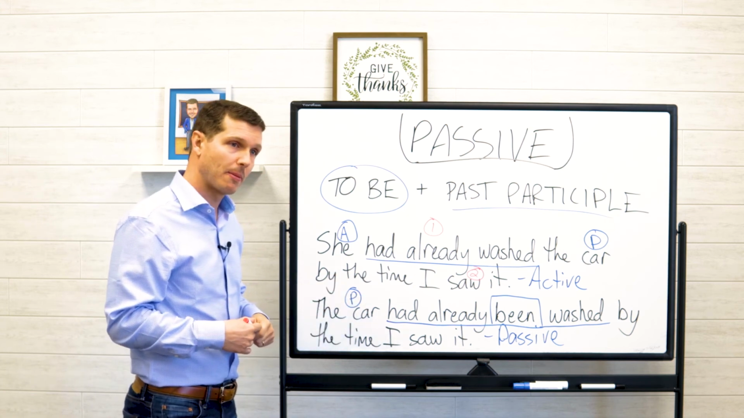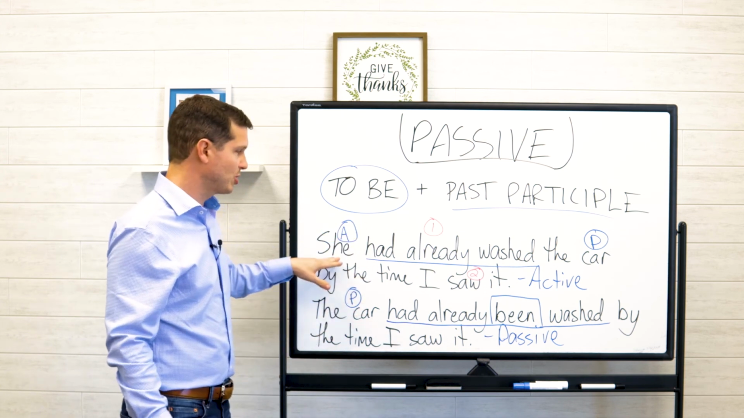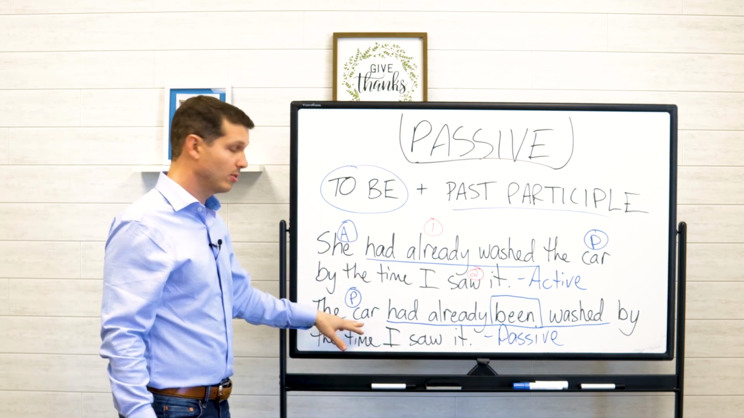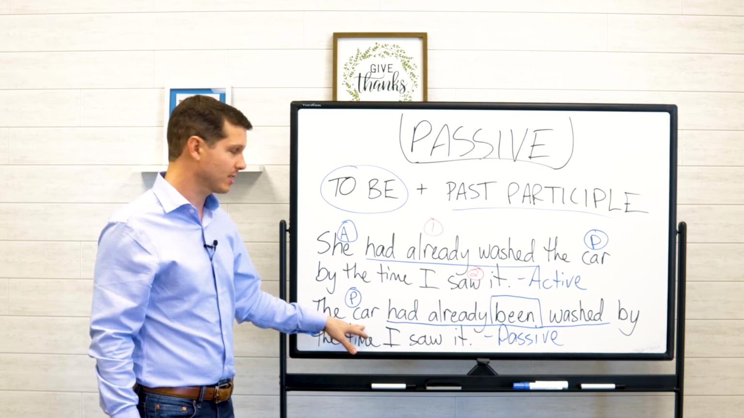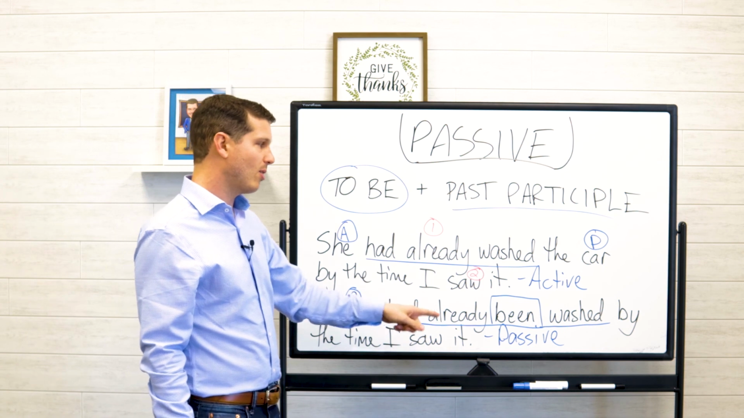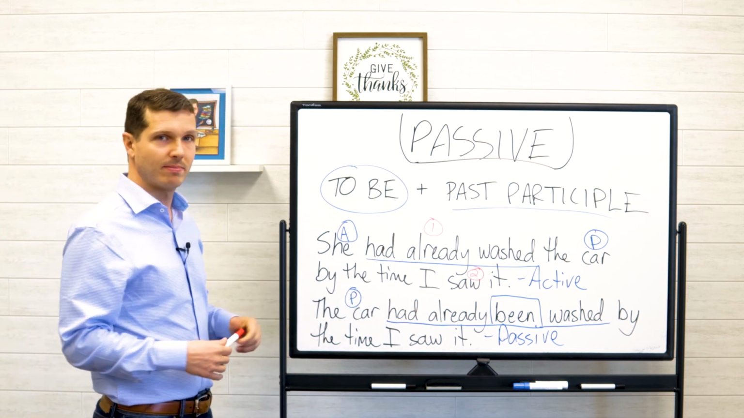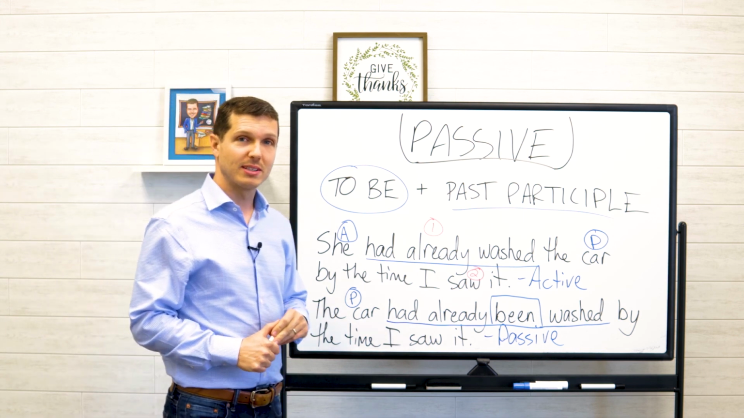It's the opposite. So we switch the focus of the sentence from she, the active object, to the car, the passive object. And here's our sentence again. The car had already been washed by the time I saw it. Past perfect, passive.